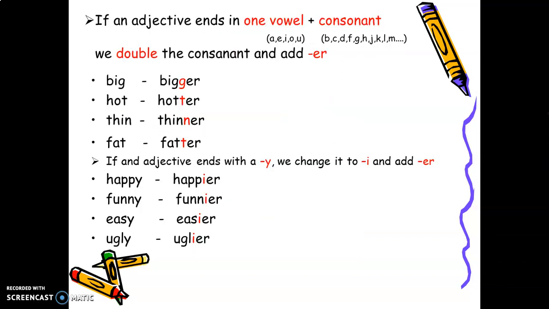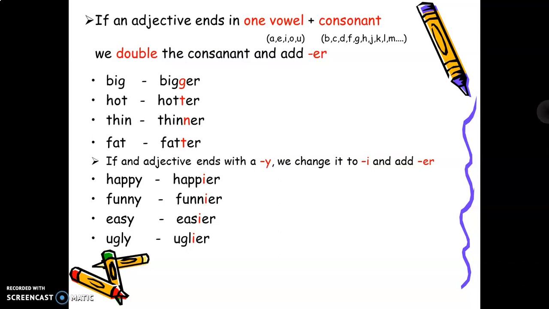If an adjective ends in one vowel plus consonant, vowel means A, E, I, O, U, and a consonant, ends with one vowel and a consonant together. Not only vowel, not only consonant, together. We double the last letter and we put ER. Like big, I is a vowel and G is a consonant, it will be bigger. We'll put another G and put ER. Hot, O is a vowel and T is a consonant, so it's hotter.